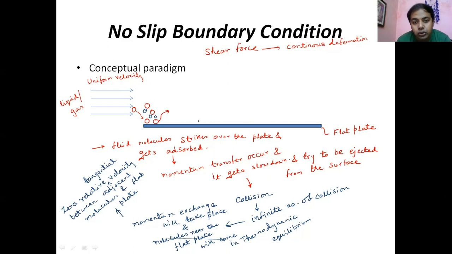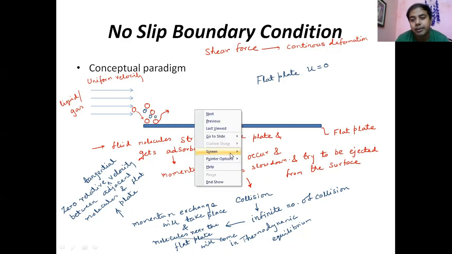What does it mean? Those molecules nearby the flat plate have the same velocity as the flat plate velocity. That means if the flat plate is stationary, if the flat plate velocity is zero, then the adjacent molecule velocity is also zero. Both are stationary. If the flat plate is moving with some velocity, the adjacent molecules will also move with the same velocity. This condition, the most important condition, is known as the no-slip boundary condition.